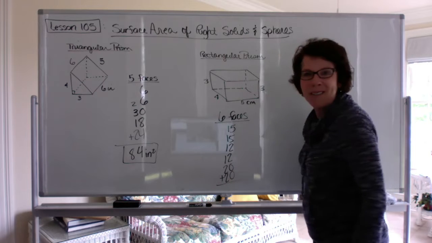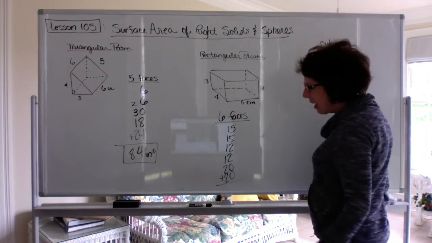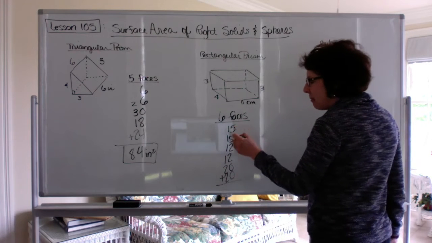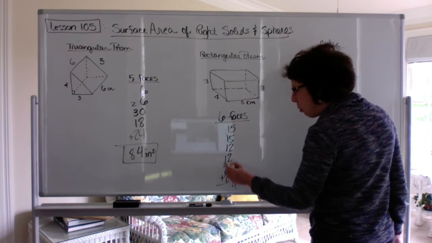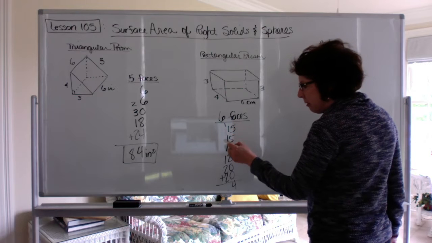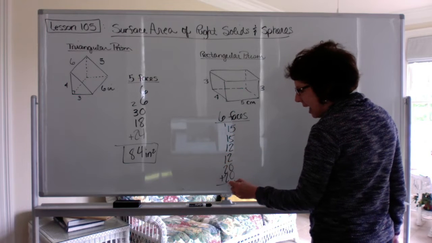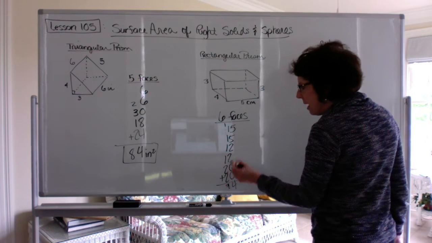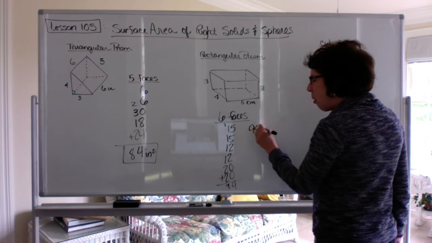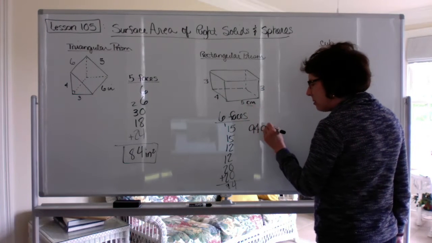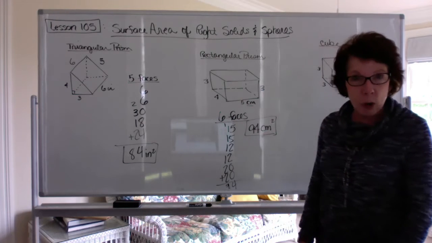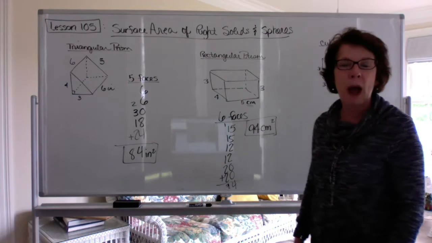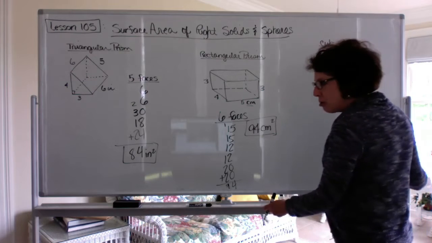I'm running out of room at the bottom here, aren't I? Okay, let's see what I have. 5 plus 5 is 10, 11, 12, 13, 14. I'm going to squeeze a 4 down there. 1, 2, 3, 4, 5, 6, 7, 8, 9, 94. So I've got a 94, and my units are centimeters squared for the total surface area of the rectangular prism. Now let's go to the cube.